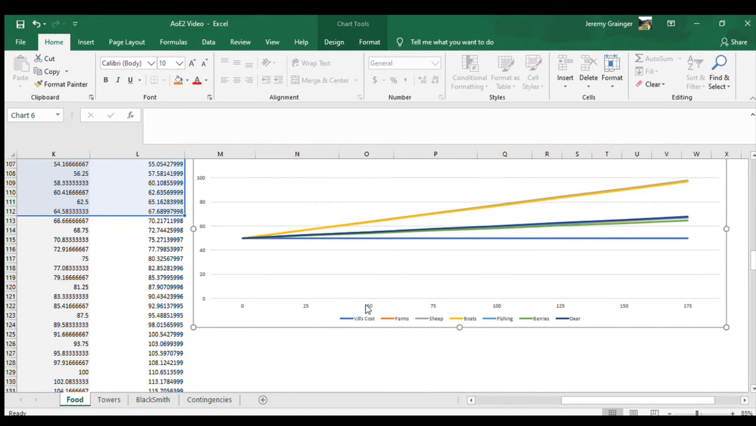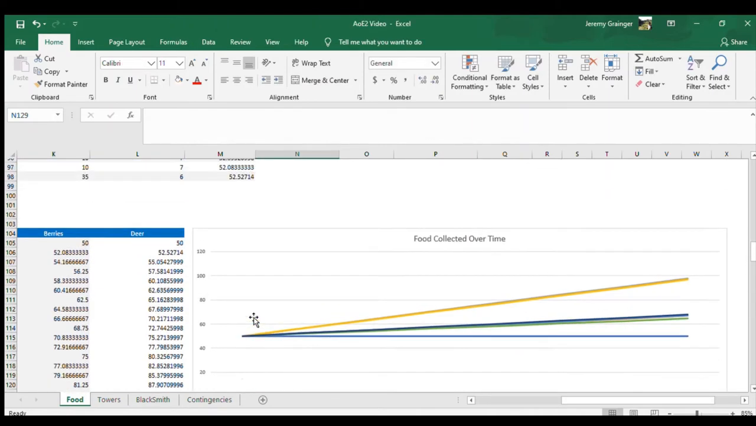In your dark blue, you've got the cost of your villagers. So this is your time here. You know it's going to cost you 50 food over that whole duration. Your farms, your sheep, your boats, your fishing, your berries and deer should always be growing. If they're not growing and they fall below the villager cost, that means you're not producing enough food to produce villagers. So I'll show you an example of that.